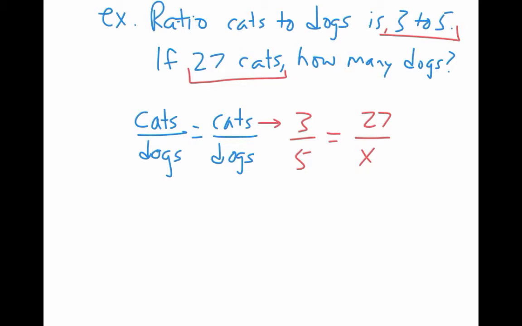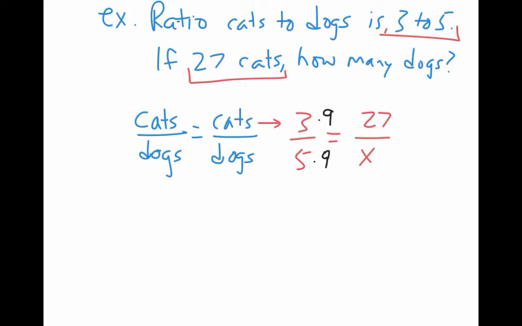There's a couple ways to solve for that. One would be to do what? Go for it, Tyler. I was just going to say 3 times what equals 27. Okay. So 3 times 9 gives you 27. And then you do times 9 with the denominator.